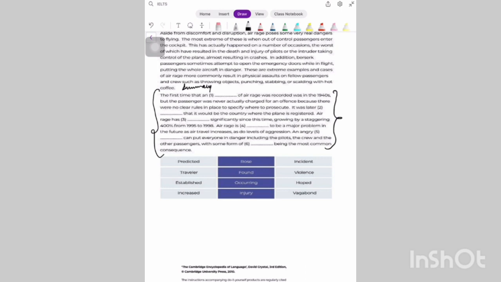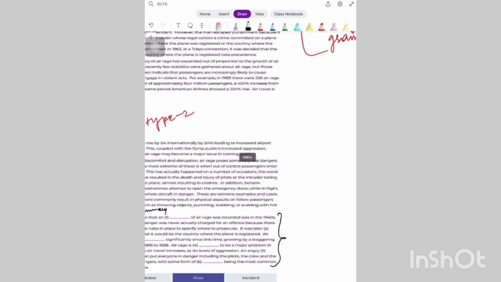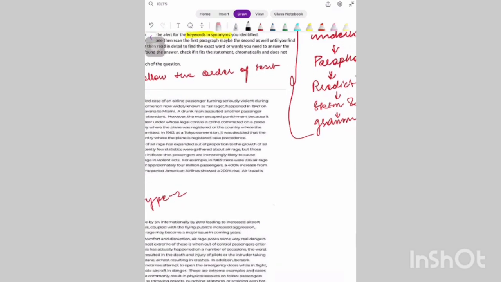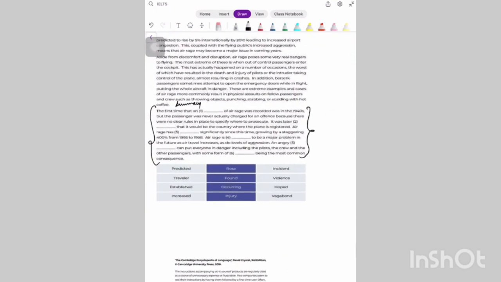That is what we have learned here: read the question, underline the keywords, look for paraphrased wordings, try and predict the answer. So let's read the question. The first time that an dash of air rage was recorded was in the 1940s. Let's look at the example also. Something related to air rage was recorded in the 1940s. So I'll underline the keywords here only.